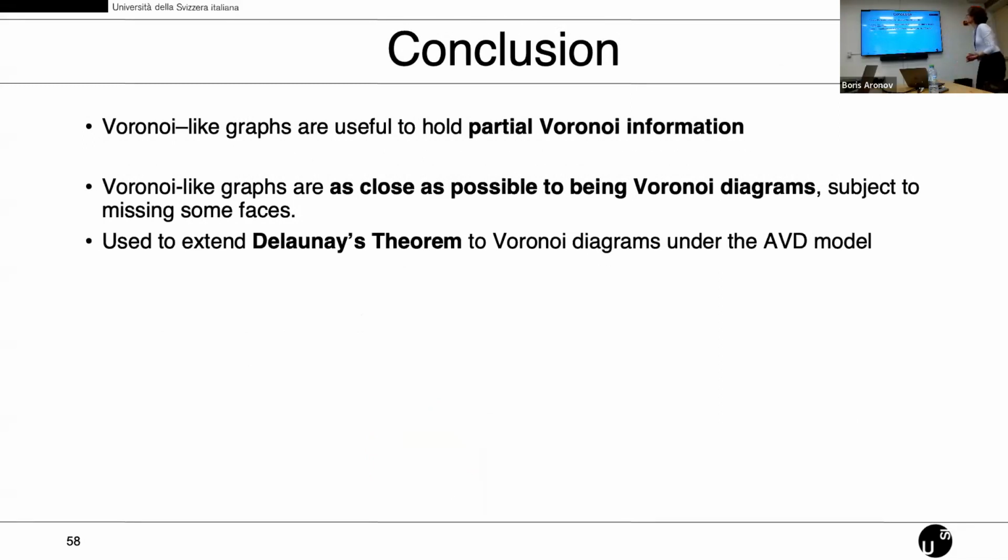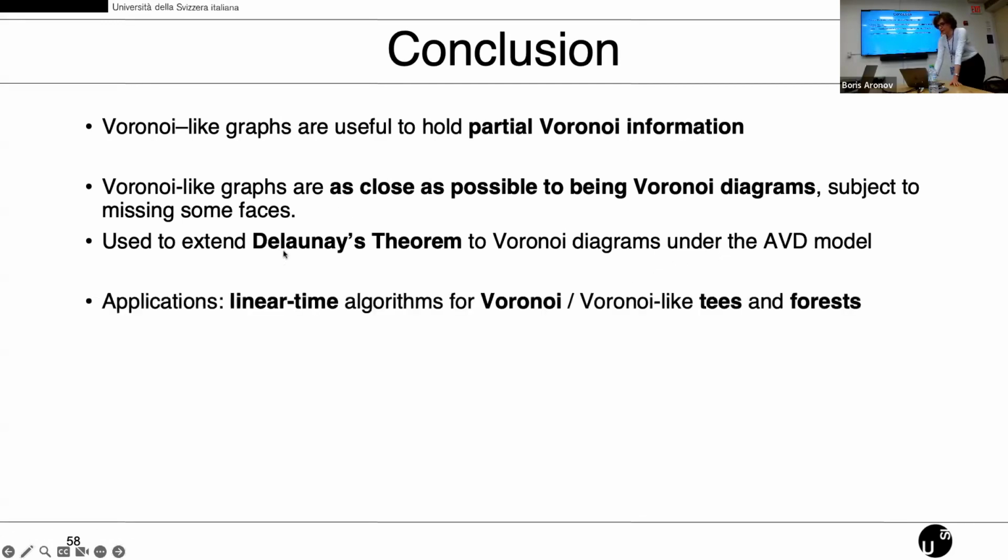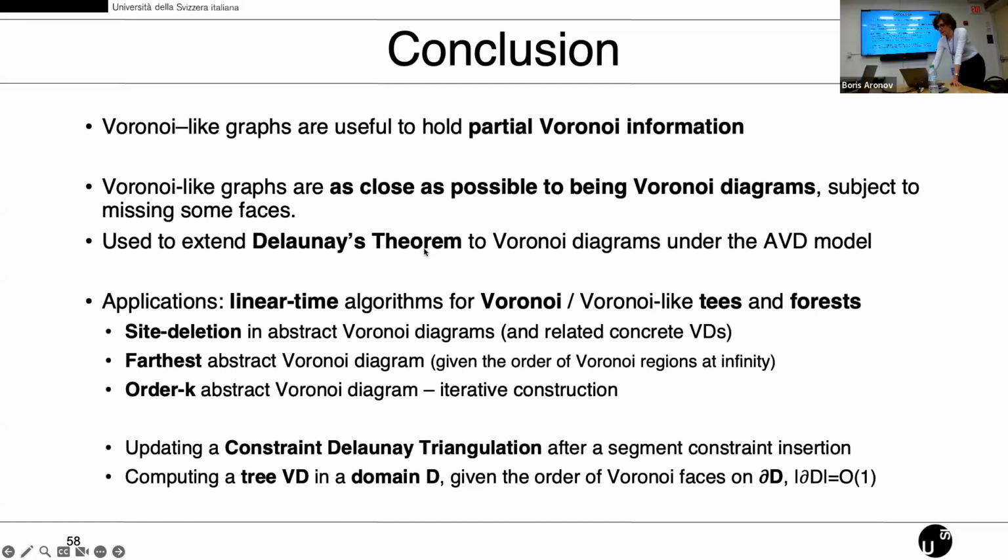All right, so let me conclude. The Voronoi-like graphs are useful to hold partial Voronoi information. They are as close as possible to being Voronoi diagrams, subject to missing some cases. We use them to extend Delaunay's theorem to the model of abstract Voronoi diagrams. The applications are linear time algorithms to compute Voronoi diagrams of forests, and these are the different forms that we saw.